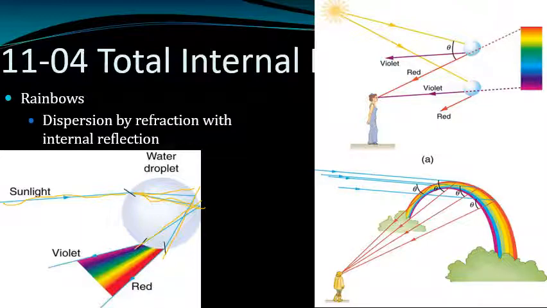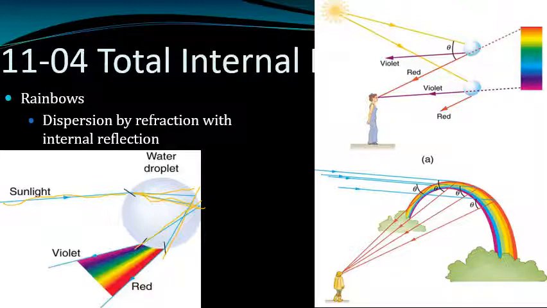Then it's reflected off the backs of the droplets. If you have a bunch of droplets in the air, off this top droplet, the person only sees the red because the violet reflected over their head. Off the bottom droplet, they only see the violet because the red's reflecting towards their feet. If you do that over a lot, you see the entire rainbow.